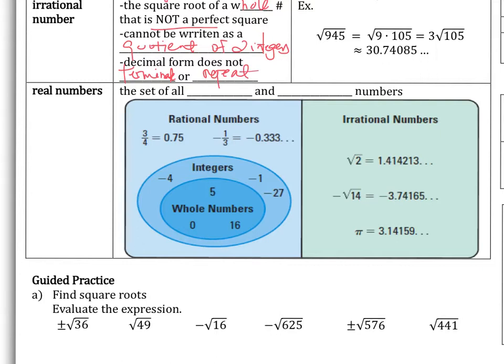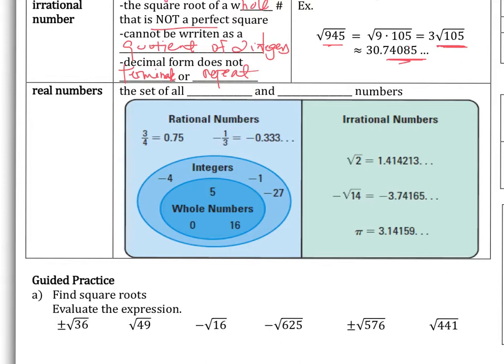For example, the square root of 945. I can split this into two factors, 9 times 105. I could take out the 3, but the square root of 105 is irrational. I cannot think of a perfect square in which I can make it even. So this would be equal to about 30.74085... And none of these numbers after the decimal will repeat, nor will it terminate. So that's why it's irrational.